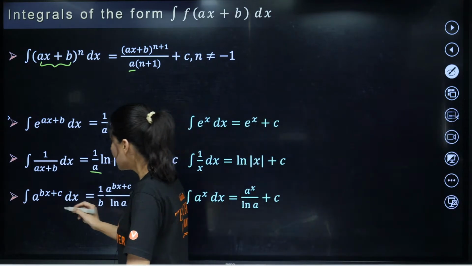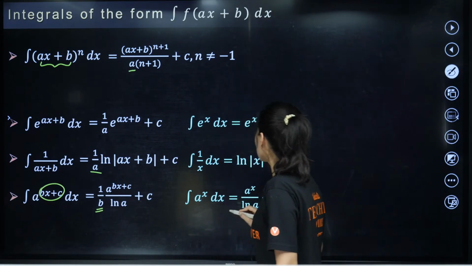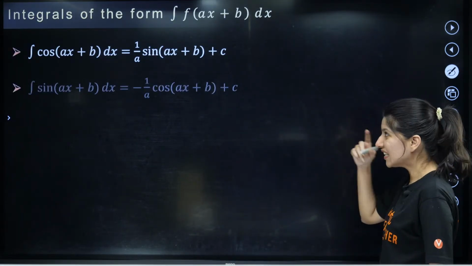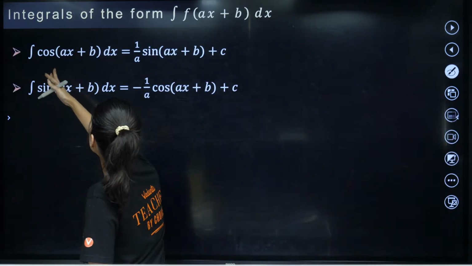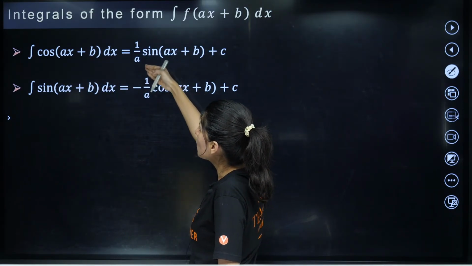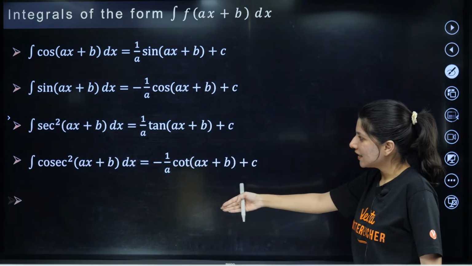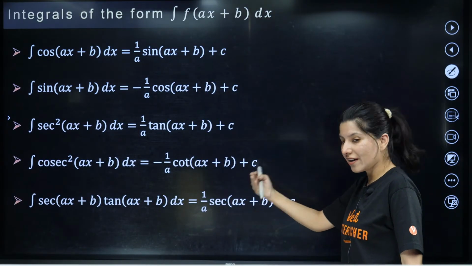Here, because a is there, bx plus c's derivative is b. There are some more. You can see the integral of cos is sine, so cos ax plus b is sine ax plus b upon a. I just don't want to repeat everything.